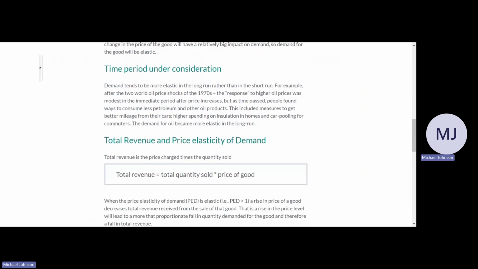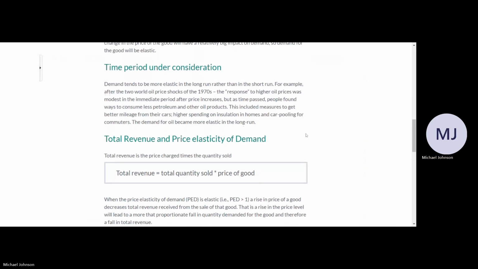Time period under consideration: demand tends to be more elastic in the long run rather than the short run. So for example, after the two world oil price shocks of the 1970s, the response to higher oil prices was modest in the immediate period after price increases, but as time passed, people found ways to consume less petroleum and other oil products. This included measures to get better mileage from their cars, higher spending on insulation in homes, and carpooling for commuters. The demand for oil became more elastic in the long run.